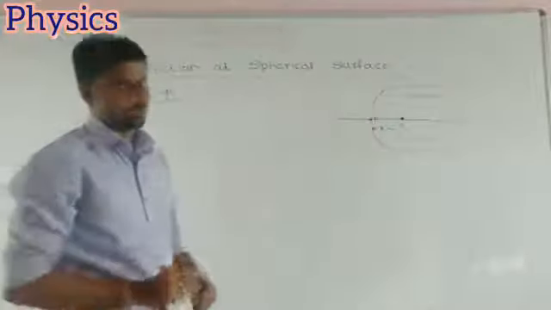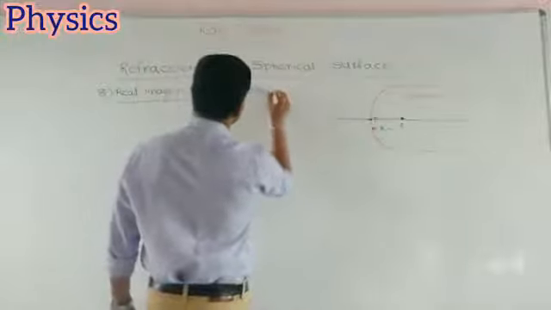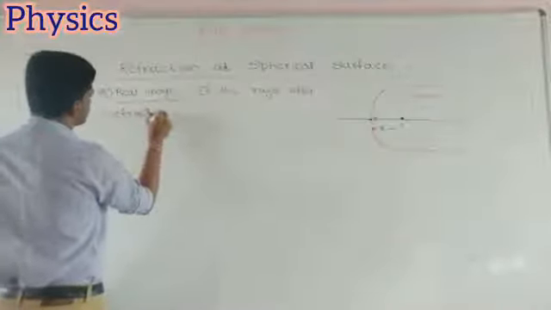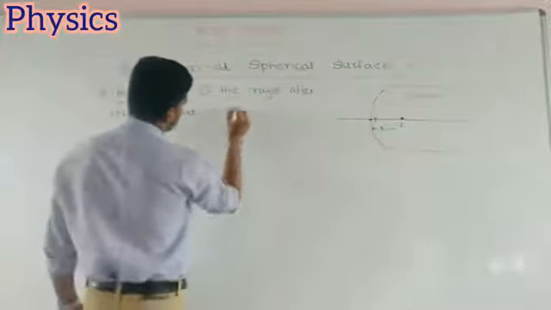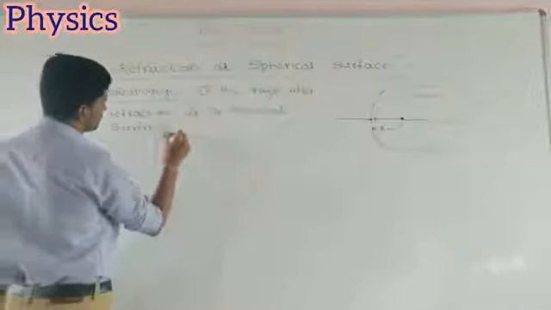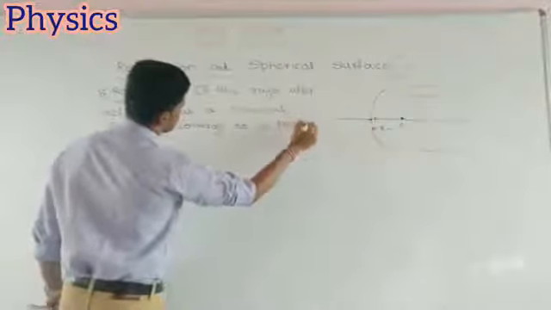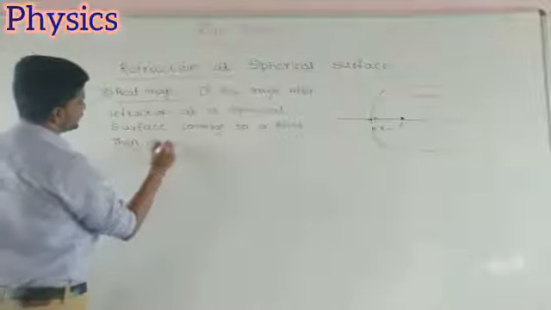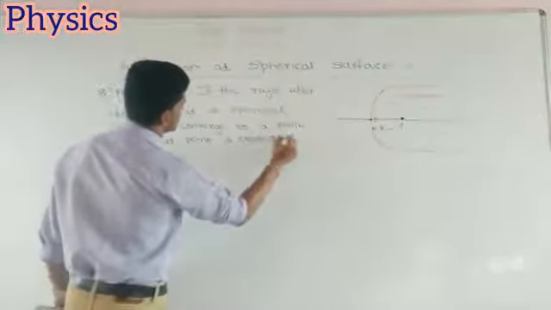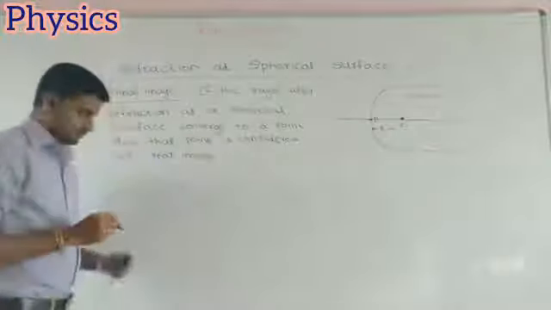Then what do you mean by real image? Real image is nothing but if the rays after refraction at a spherical surface converge to a point, then that point is considered as a real image.